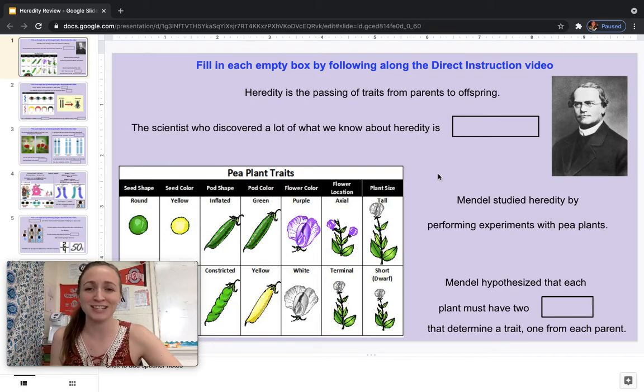So what that's called is heredity. And again, this is all review. This is all stuff we've seen. So if I go through it a little bit too quickly, reach out to me and I can re-explain it, and we're going to practice it tomorrow, but this is all review.